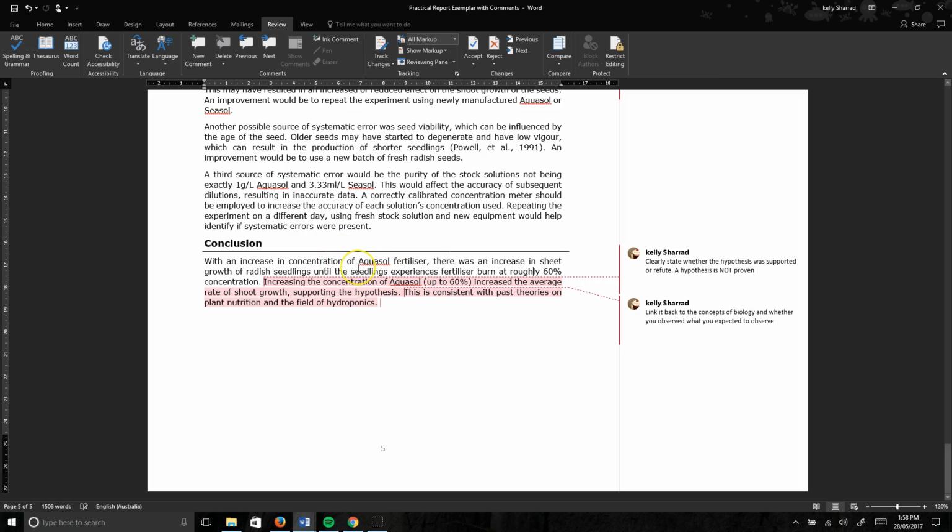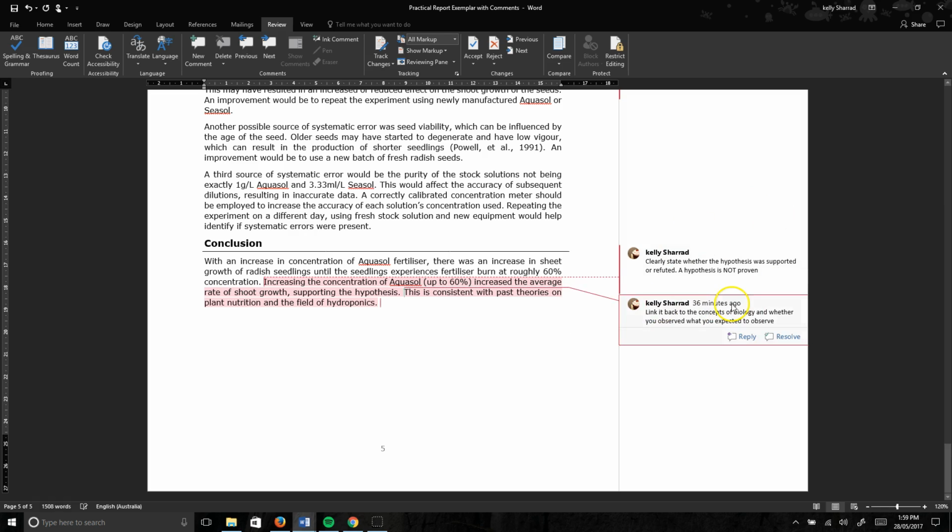You then need to state whether the hypothesis was supported or refuted. Remember that a hypothesis is never proven, okay? The results support the hypothesis. We cannot prove a hypothesis by saying, oh, we found some results that we said this was going to happen and it has. That's not proving, that's just supporting, okay?